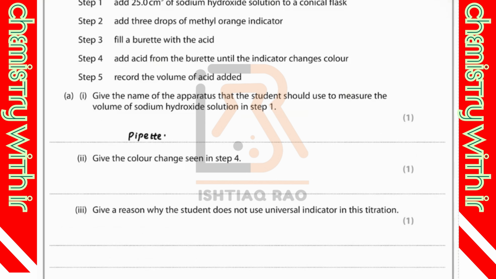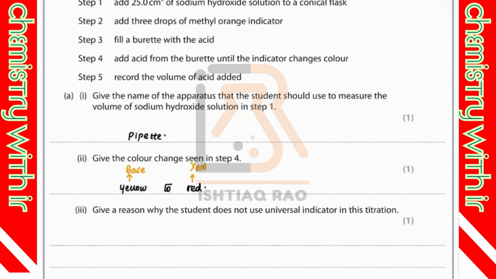Give the color change seen in step 4 because you have added methyl orange. I'm going to add acid from the burette and I have sodium hydroxide in a conical flask. So in the end, after neutralization, I would see the color is changing from yellow to red. Yellow color is present in methyl orange with base.